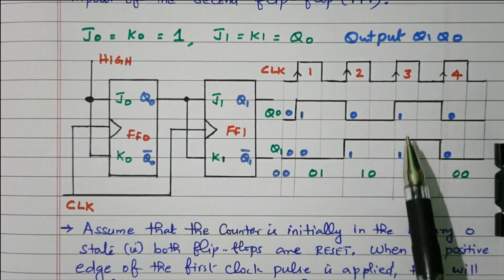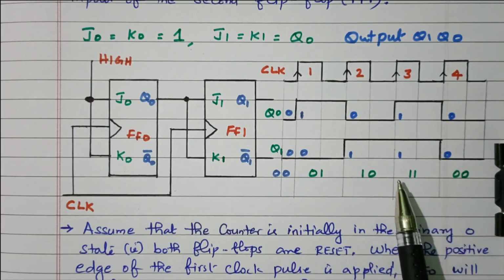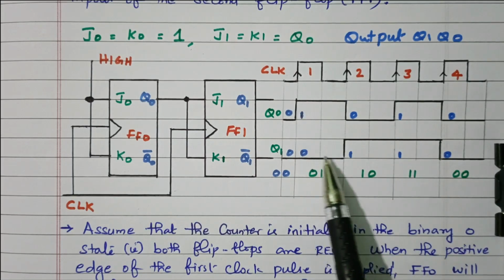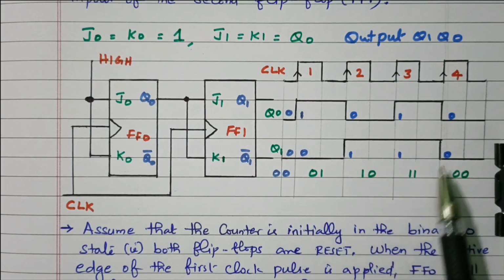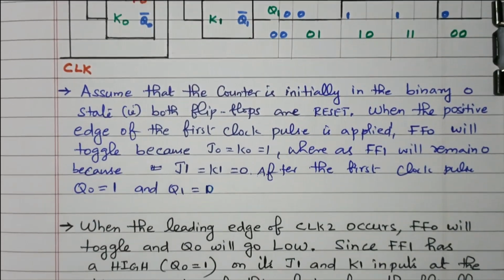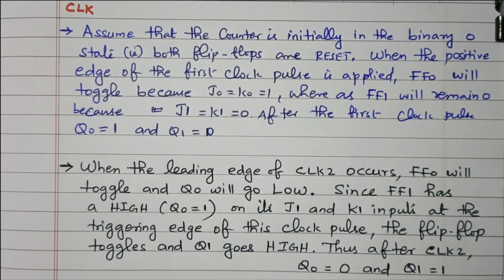Here 1, this toggles from 1 to 0. Right? When 1 is there, it will toggle. When 0 is there, no change. Right? So that we are getting the pulse like that. Now the description is available. So what we discussed, the statements are given.